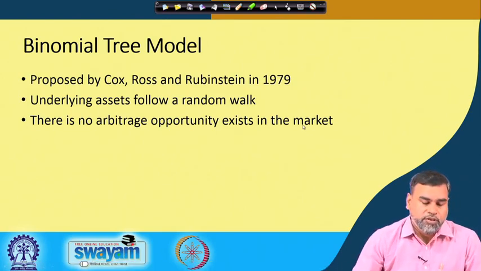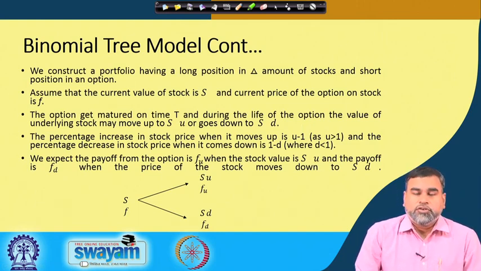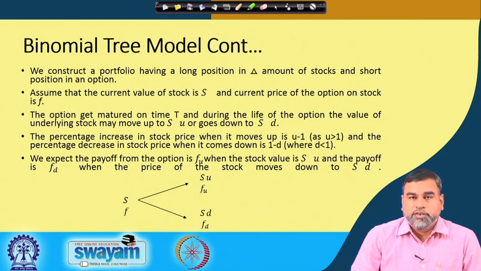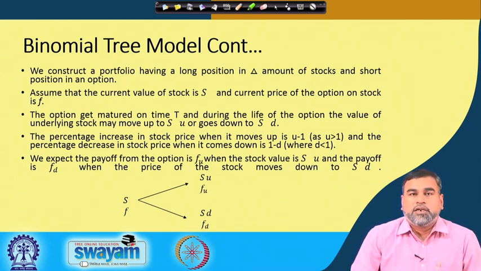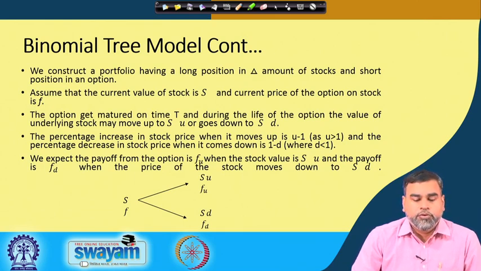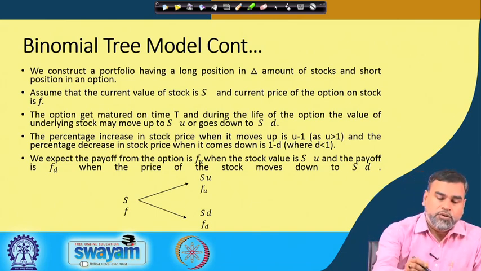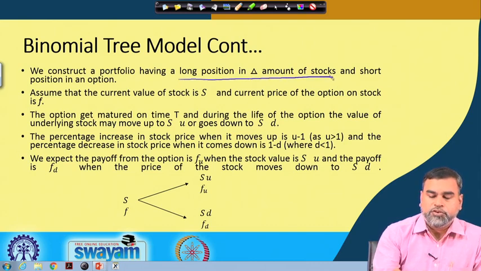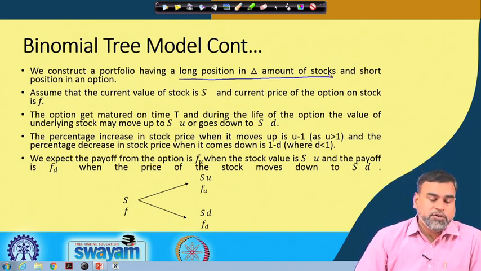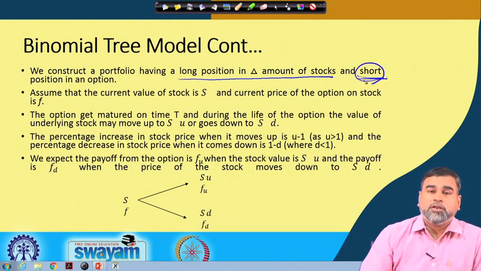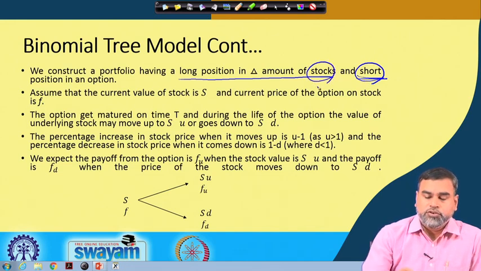Whenever we go for the binomial tree model, we try to construct a portfolio, because our basic objective is to hedge the risk. We compose our portfolio in such a way that the total risk in the market can be hedged out. Here we have a portfolio where we take a long position in the spot market and a short position in the option. That means we are buying delta amount of stocks, with the stock as the underlying asset, and selling options based on these stocks. That is why we take a short position in the options and a long position in the stocks.